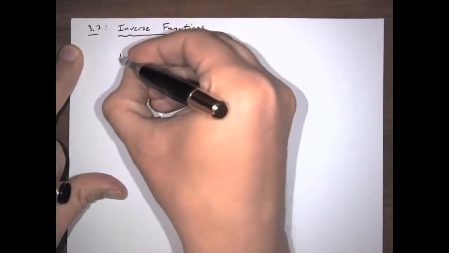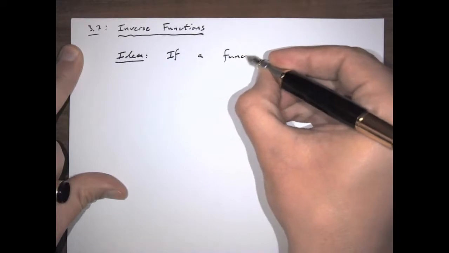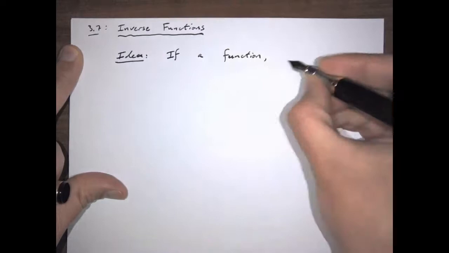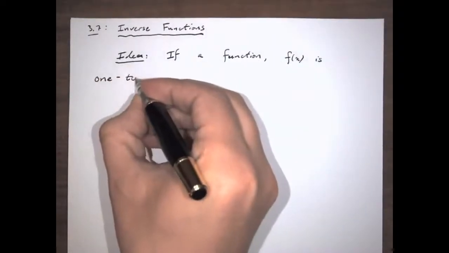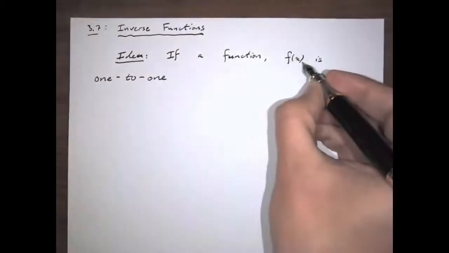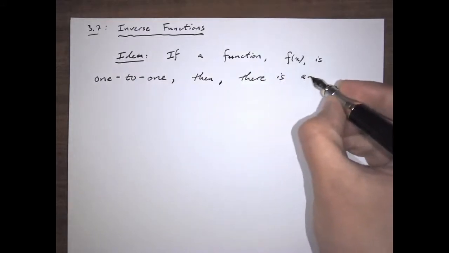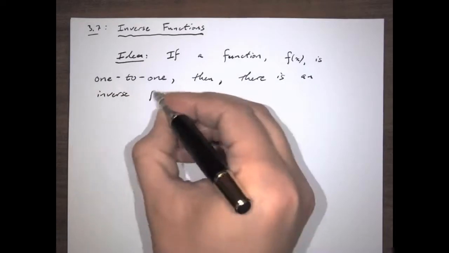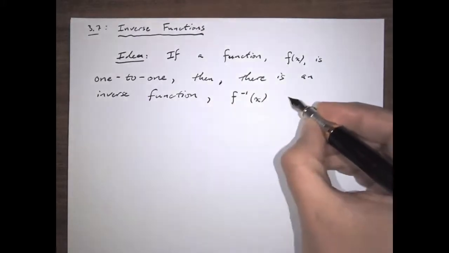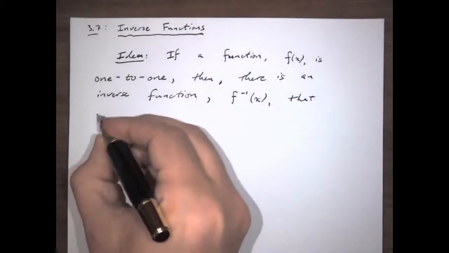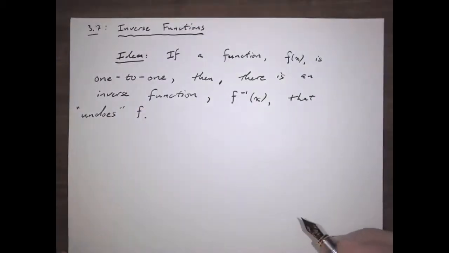So here's the idea. If a function f of x is 1-to-1, then there is an inverse function, which we'll write f inverse of x, that undoes f. Alright, so what does this mean?